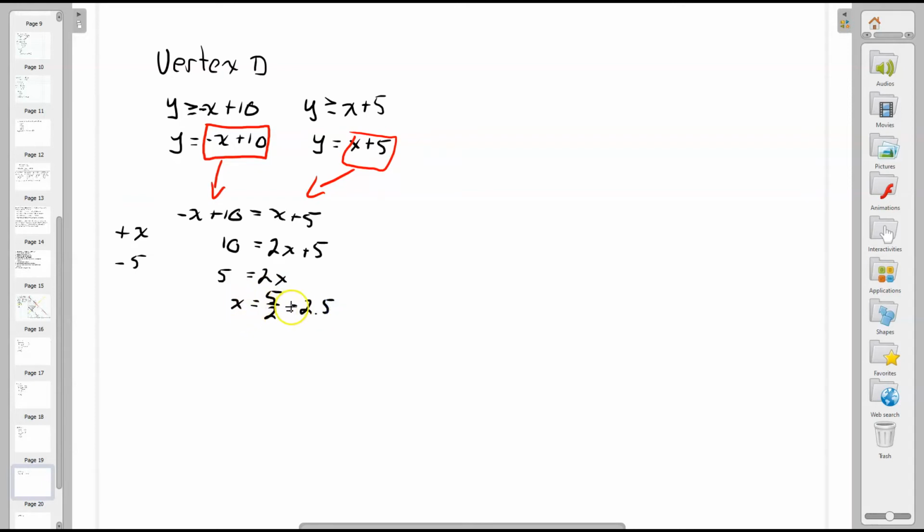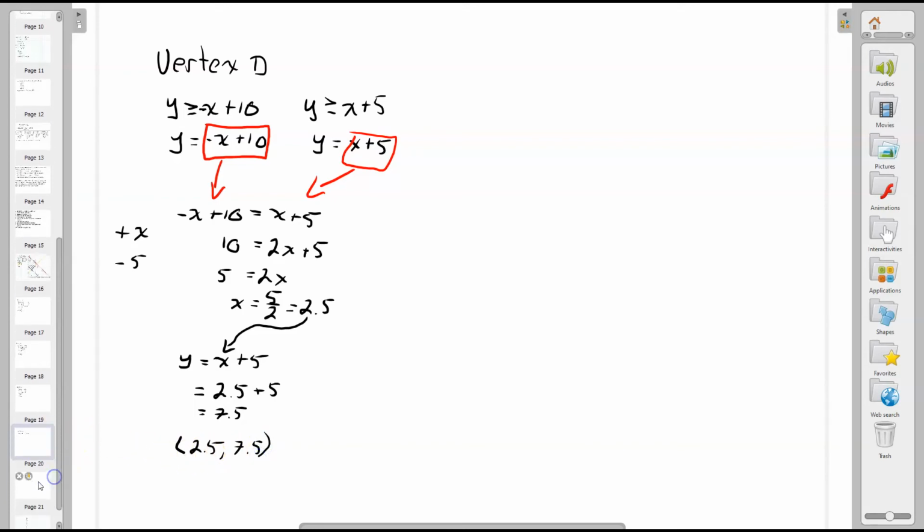Now we've got an x value, but we need to get a y value, so we're going to substitute that back into one of the equations. We can pick either one, but I'll pick y equal to x plus 5. I take this 2.5 and I substitute it in for x, so y is equal to 7.5. So vertex D, we have now found, is 2.5, 7.5.